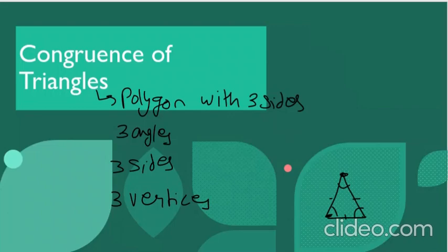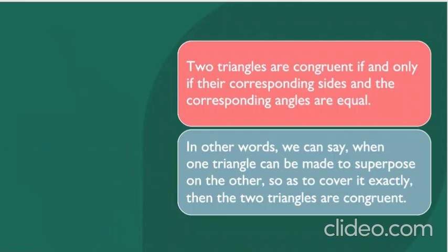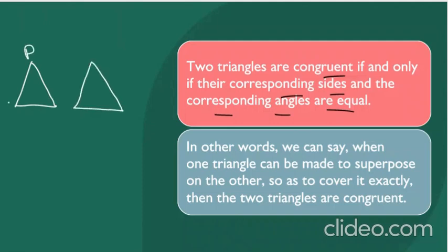Now based on this, what is congruence? Basically, two triangles are congruent if and only if their corresponding sides and corresponding angles are equal. Now what happens when I talk about corresponding sides? Whenever I'm taking congruency, I will be taking exactly two shapes. Here we are talking about triangles. I'll take two triangles, let's say triangle PQR and triangle ABC.